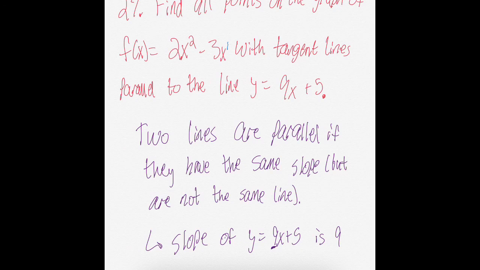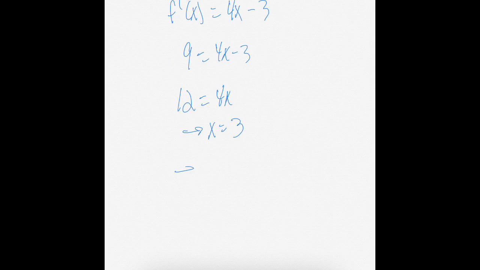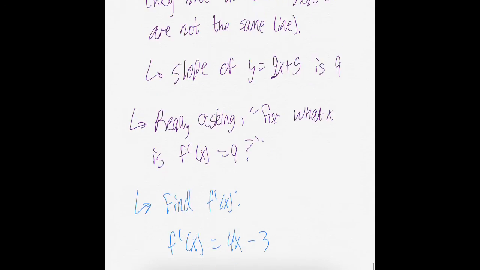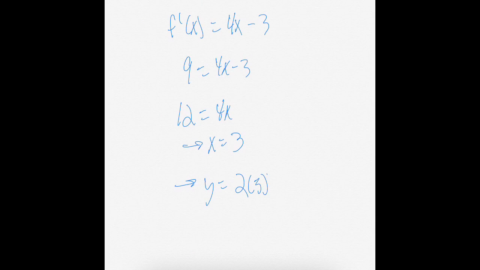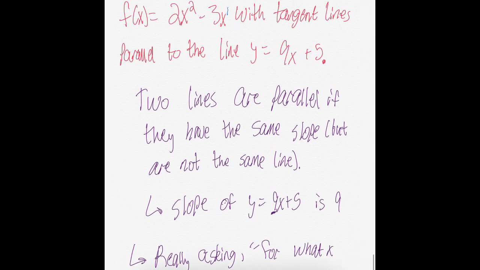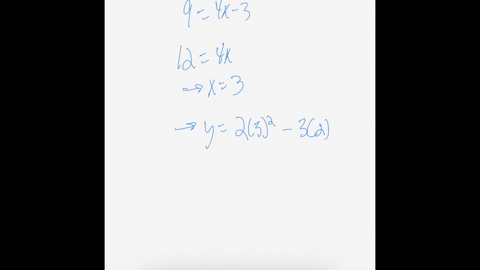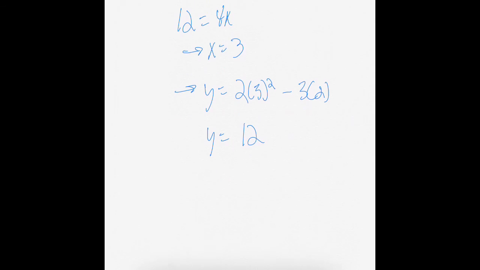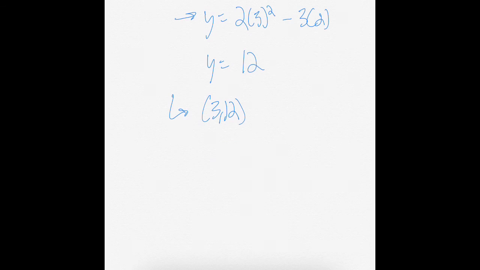Okay, so let me see. We want to find all points on the graph for which, okay, so we found the x coordinate. So now we just need to find the y coordinate. Well, y is just going to be what I get whenever I plug in x equals 3. So 2 times 3 squared minus 3 times 3. Okay, and this gives me y equals, okay, 3 squared is 9, that's 18, minus 9 is 9. So my point is (3, 9).